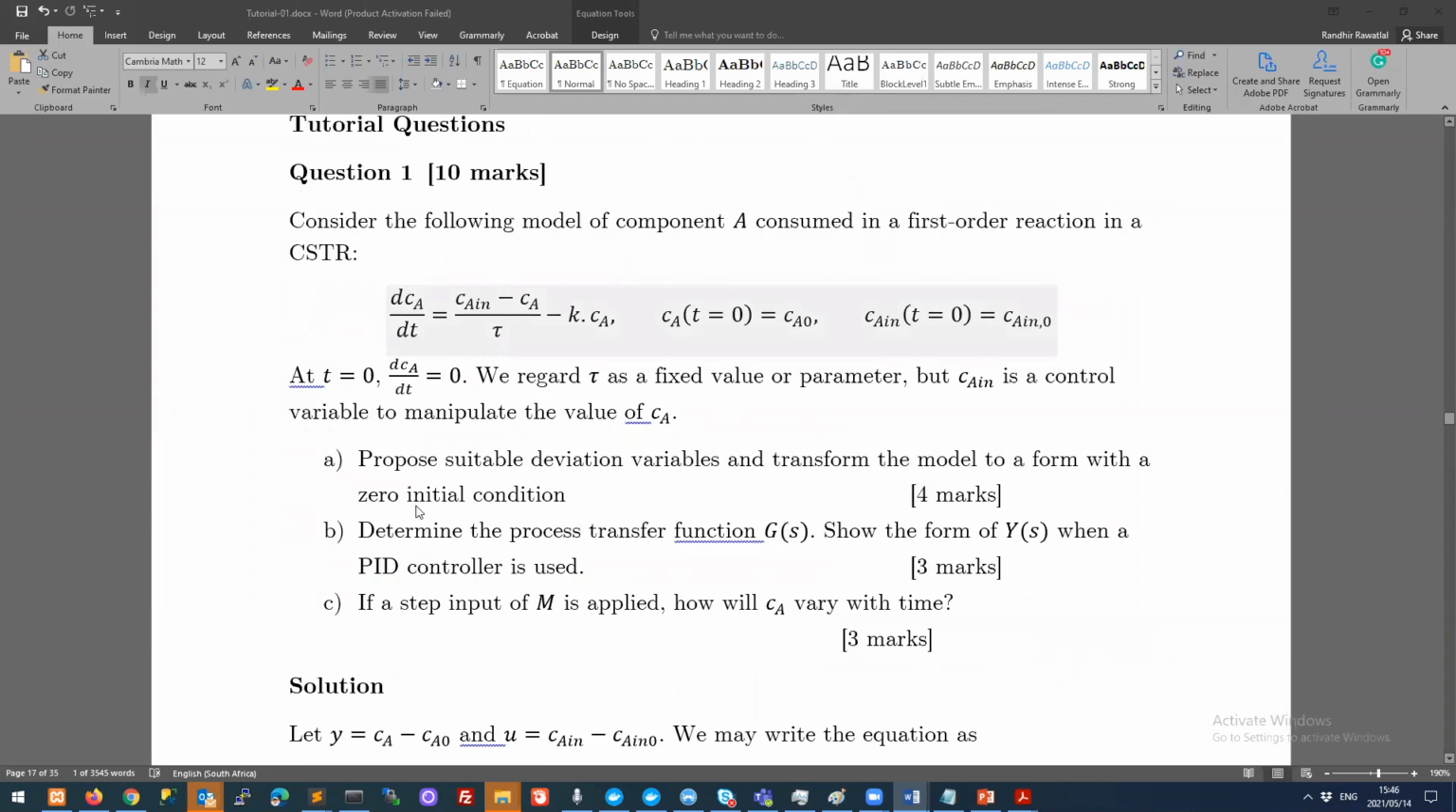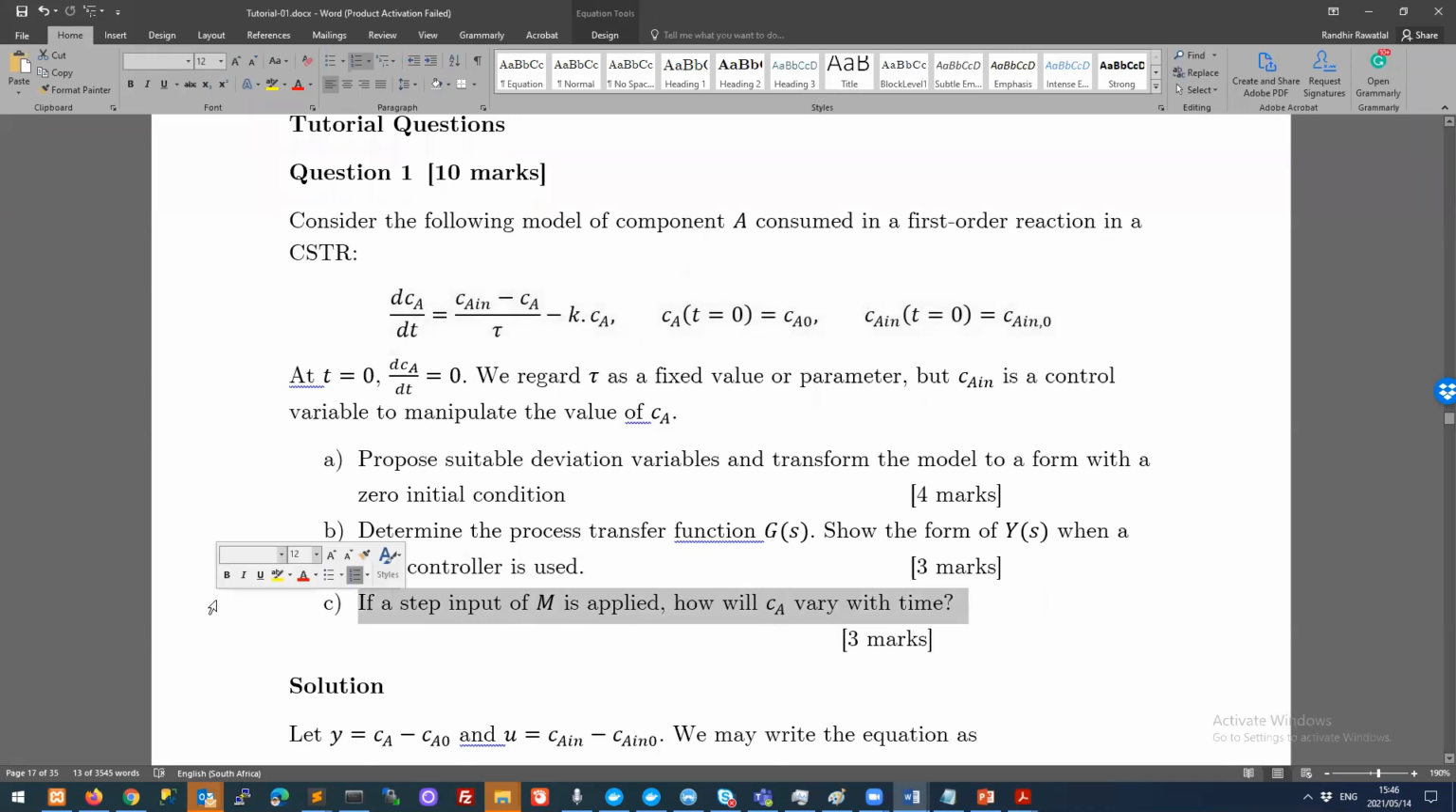We can talk a bit further about this example 1. You can see here, it says, how does the equation look when you use a PID controller? That's a little bit beyond where we are right now. I mean, we've just had this first contact session, so maybe we'll just have a quick look. But the interesting one is if we use a step input of m, right? In other words, if your inlet concentration goes up by a factor of m, how does Ca change with time?